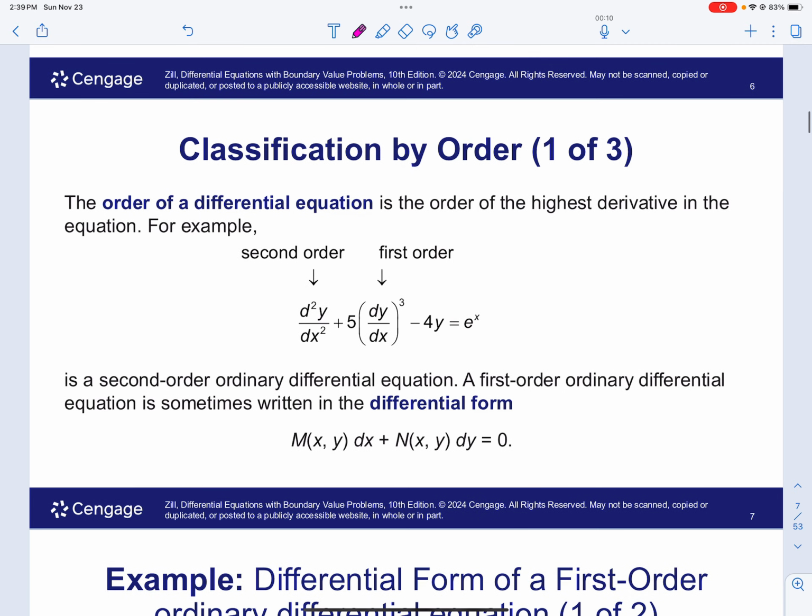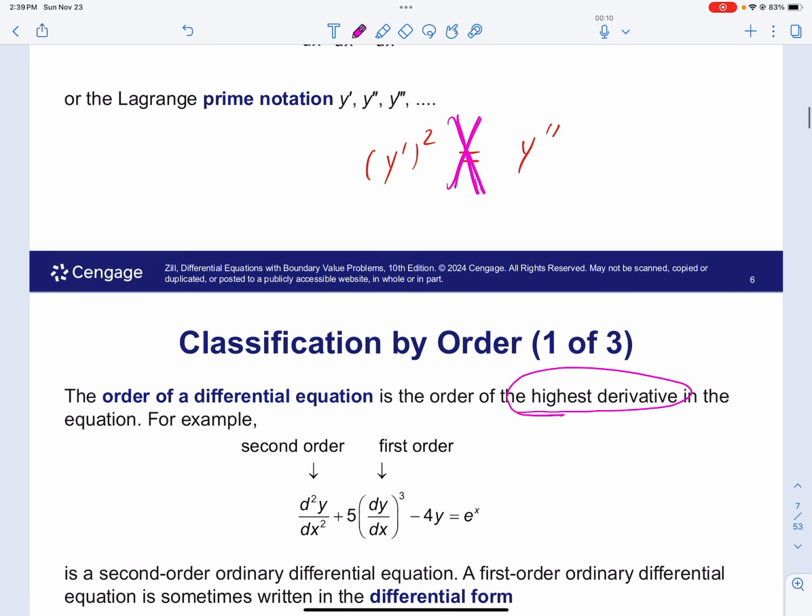The next one is classification by order. What is the order of a differential equation? The order is always the highest derivative in the equation. For this example, what is the highest? It's 2. Do we care about the cube here? Will this be considered the third power? No, because y prime squared is still the first derivative. The cube does not give you y triple prime. This means the cube does not make it the third derivative.